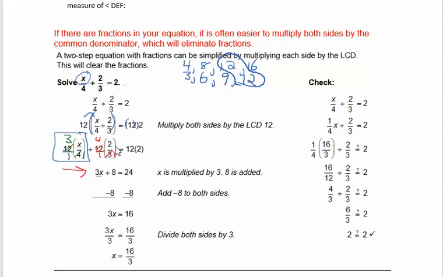Now in this one, you get 16/3. You could change that to a decimal, or you can just leave it as 16/3. Checking with a fraction is a little bit difficult, and you may want to skip the check on a fraction, or you may want to change it to a decimal, or else you can go ahead and do it and just work through it, or use a calculator to help you with that.